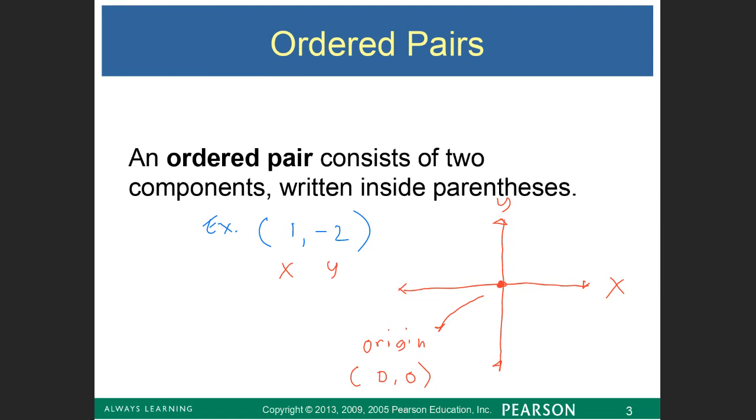Okay. The rectangular coordinate system is divided into 4 parts. We call that quadrants. So we have quadrant 1, going counterclockwise. So that's the first quadrant. The second is here, then the third, and then the fourth quadrant.